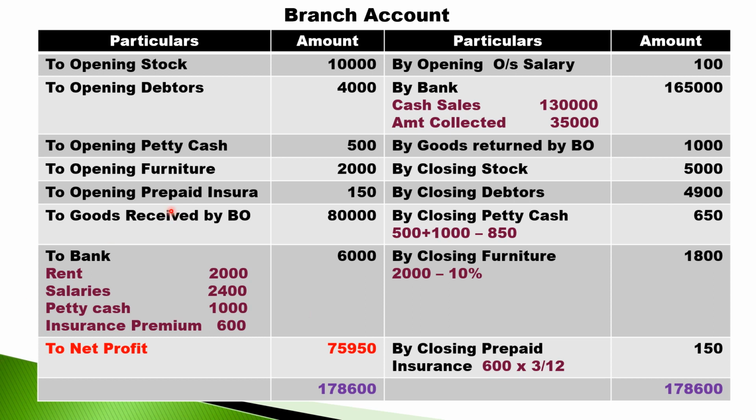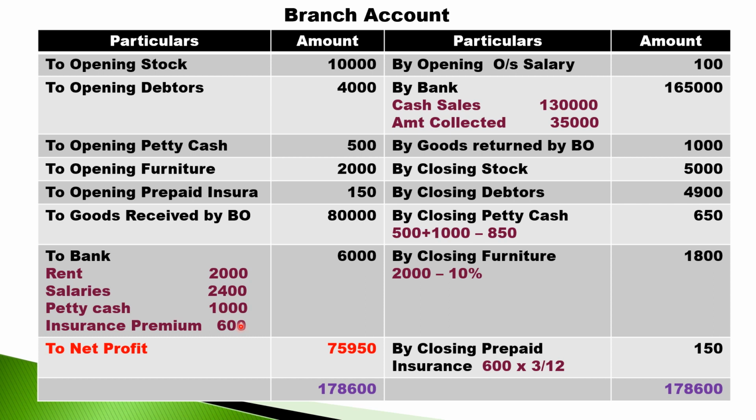So branch account, students: to opening stock 10,000, to opening debtors 4,000, to opening petty cash 500, to opening furniture 2,000, to opening prepaid insurance 150, to goods received by branch 80,000, and then to bank. That is, the branch has received 2,000 for rent, 2,400 for salary, 1,000 rupees for petty expenses, and 600 for insurance premium.